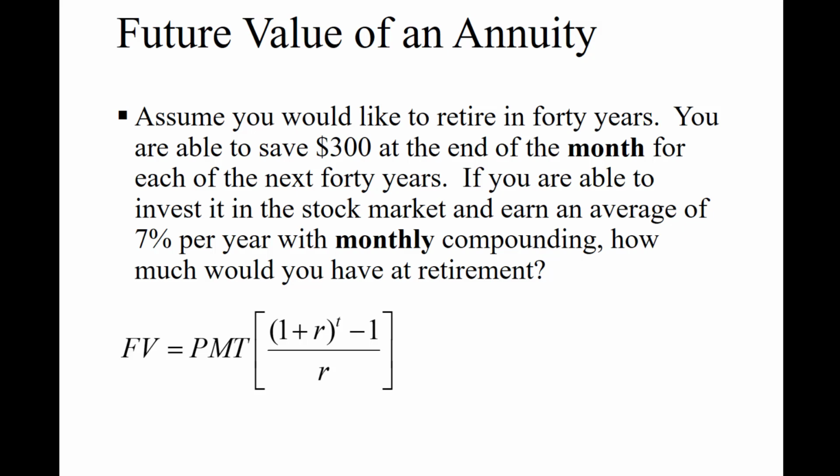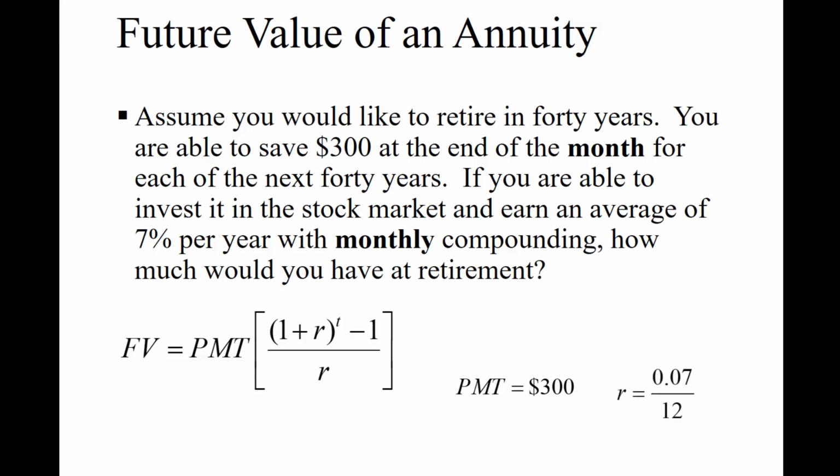Here you see our future value of an annuity formula again. Now we'll see our inputs. Our payment, or our annuity, is going to be $300. Again, we know we have an annuity because all the payments are going to be equal, they occur at regular intervals, and they are for a finite period of time.